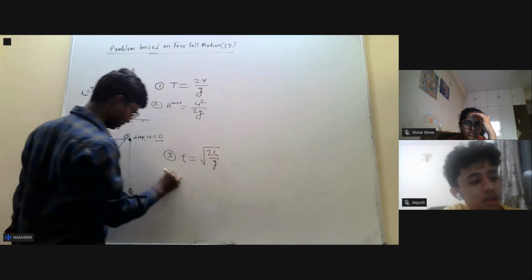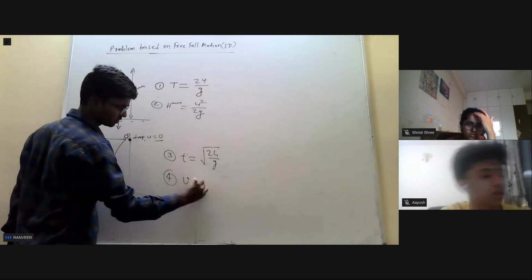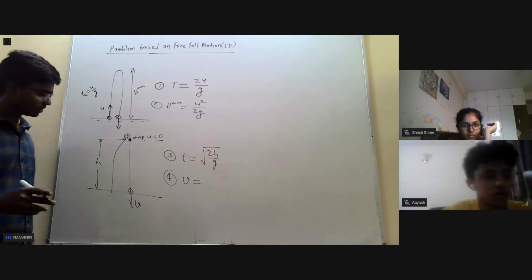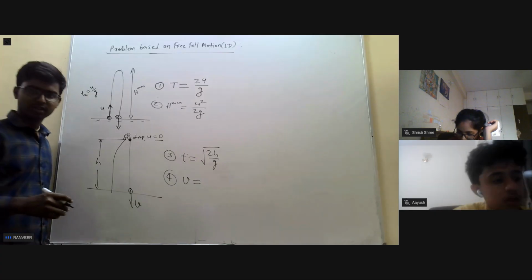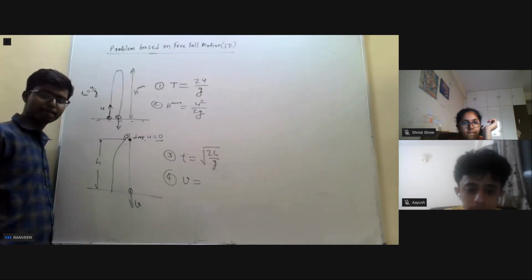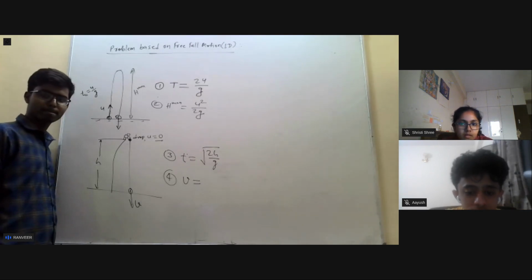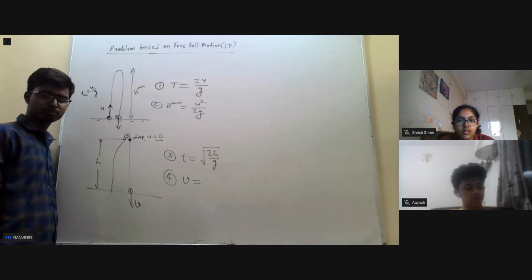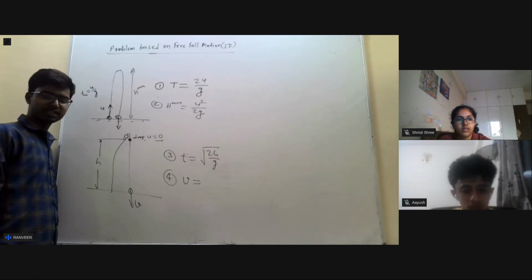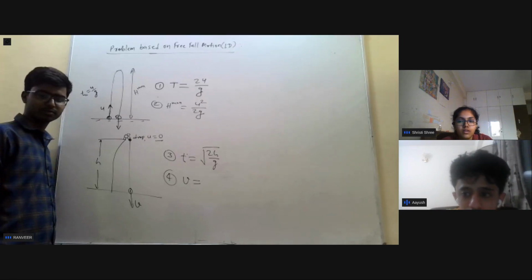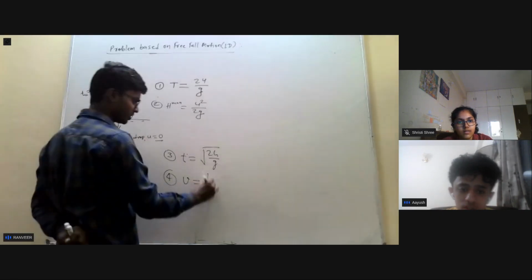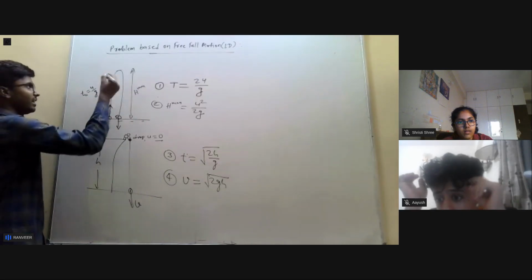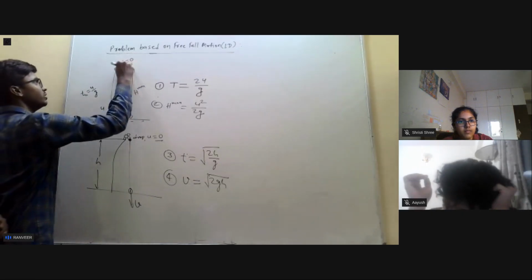And at what speed will you hit the ground? Ayush, I'm expecting some answer from you. Sir, under root 2gh. Okay. And we know that it's symmetric, and finally the velocity at the top will be 0.